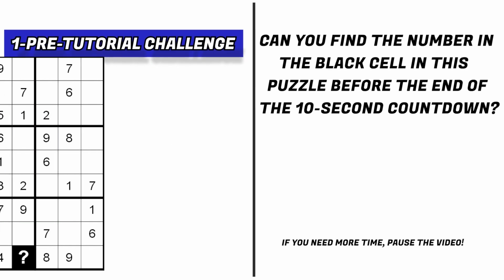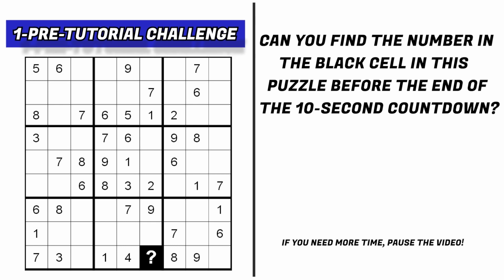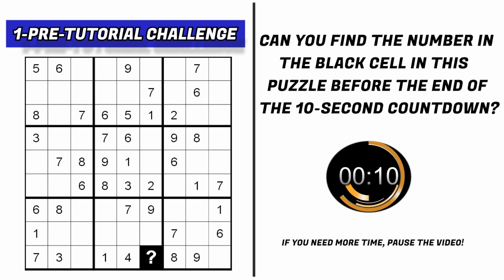Let's start with the pre-tutorial challenge. In this challenge, you are asked to focus on the black cell with the question mark in row 9 and column 6 of the puzzle on the left. Using your own logic, can you find what number should go into that cell? You have 10 seconds to complete the challenge. If you need more time, feel free to pause the video. The countdown starts now.